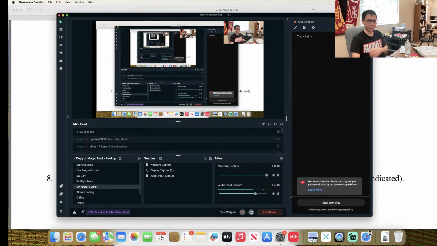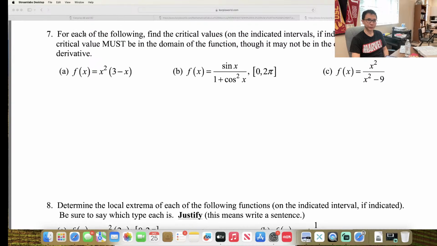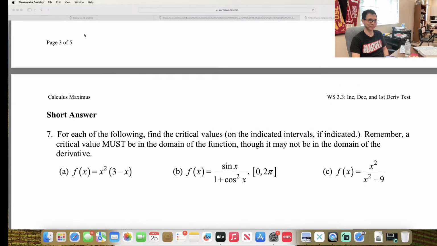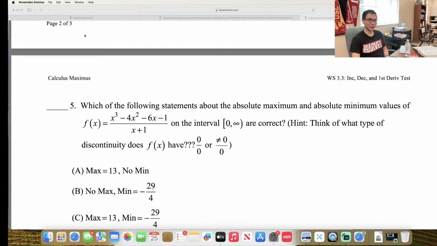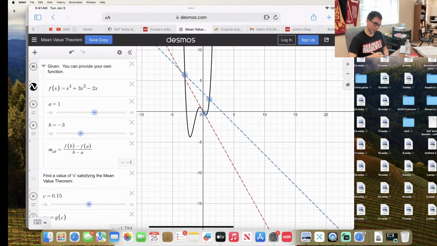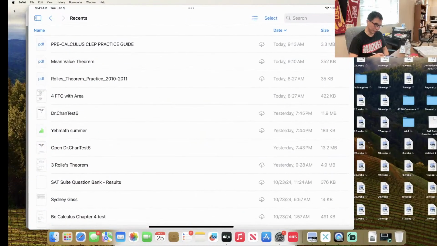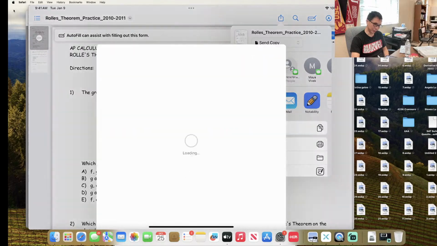So let's go through the homework questions. A lot of you guys need to, I appreciate you guys are here. Oh, sorry, this is the wrong thing. My bad. So what I'm gonna do is go over Rolle's theorem, and just make sure that you guys understand. Let me open Notability.